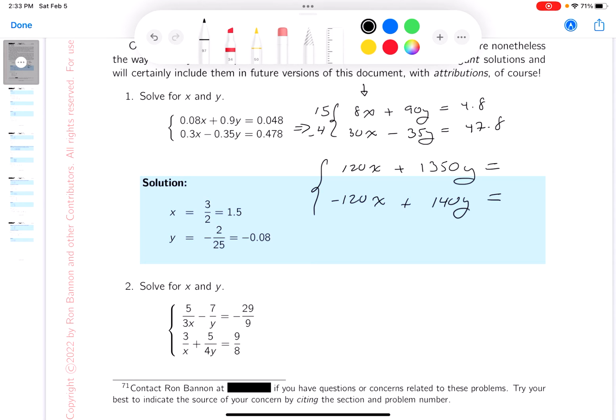Yeah, it's tough. And let's take a look. I'm going to do 15 times 4.8, which is going to give me 72. Because 10 times 4.8 is 48, and then half that number would be 24. So what do you get there? You would get 72. And let me do the minus 4 times 47.8.